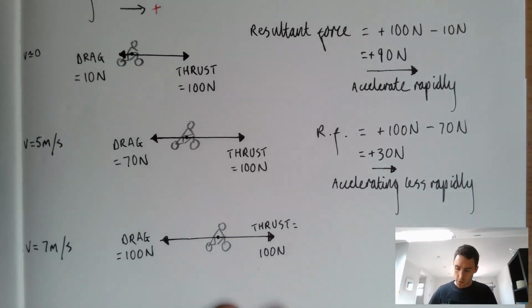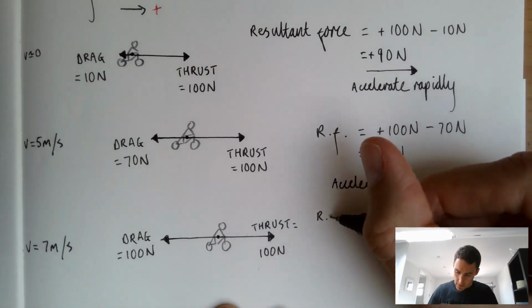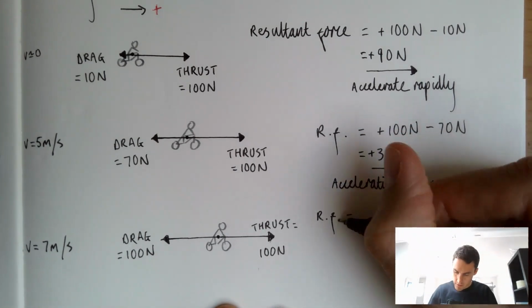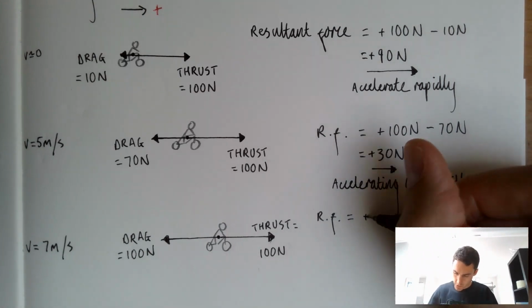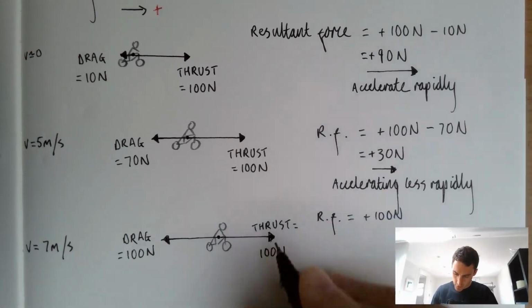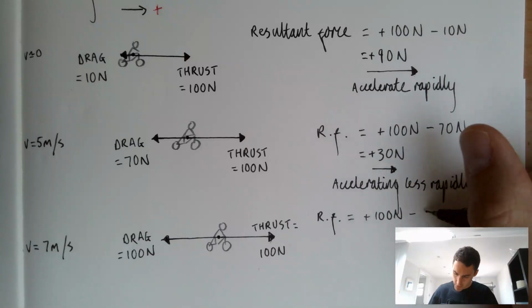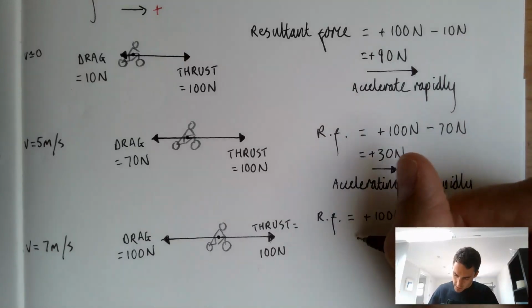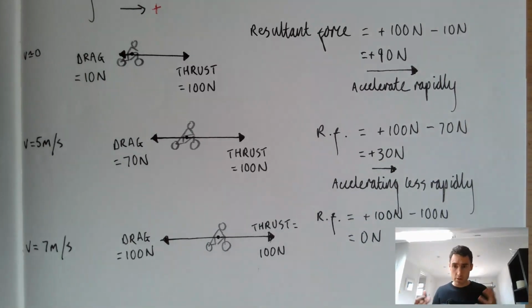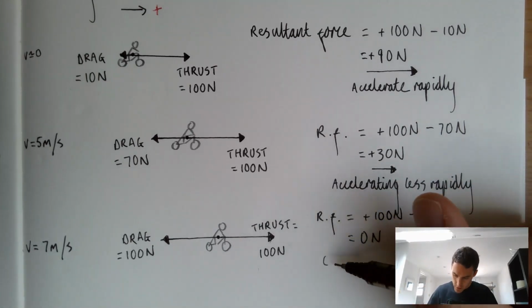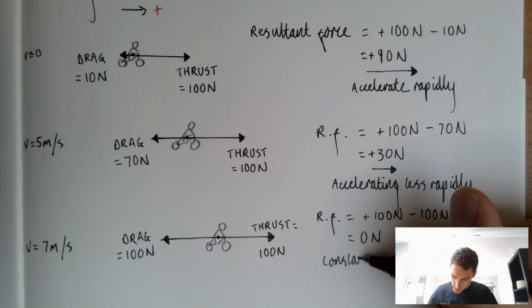And what we want to do is elicit the idea that actually, if the resultant force is 0, then the cyclist is travelling at a constant speed. So we could do this calculation if we want to. It's just going to be plus 100 for the thrust, minus 100 for the drag. So that equals 0 newtons. So what that means is there's 0 resultant force, and therefore this thing is just travelling at a constant speed.